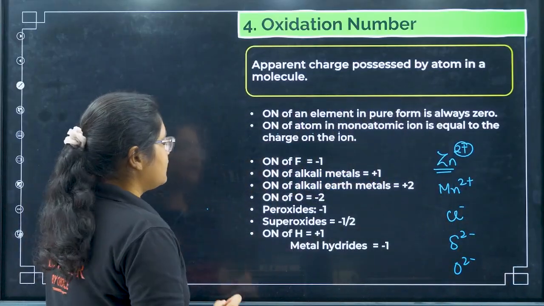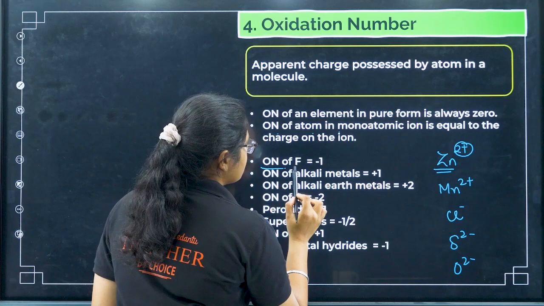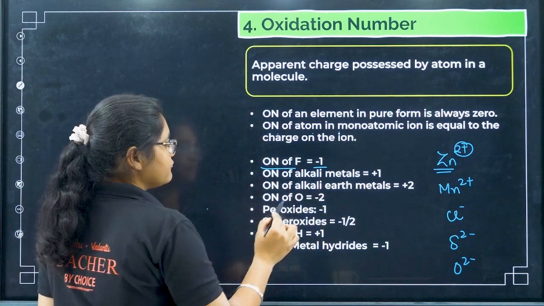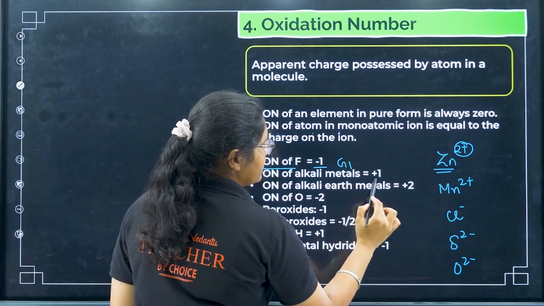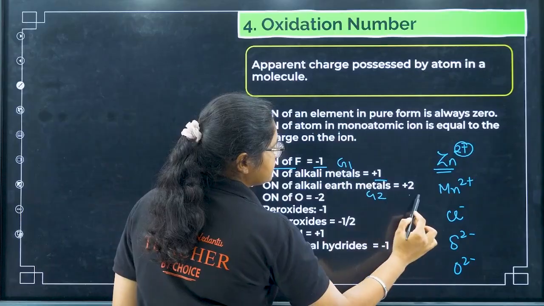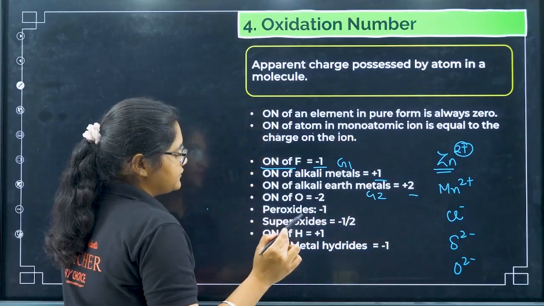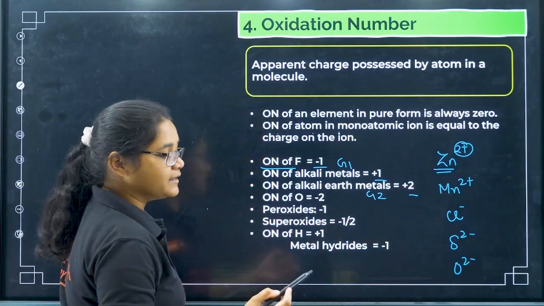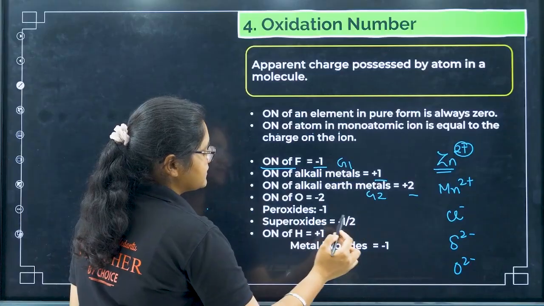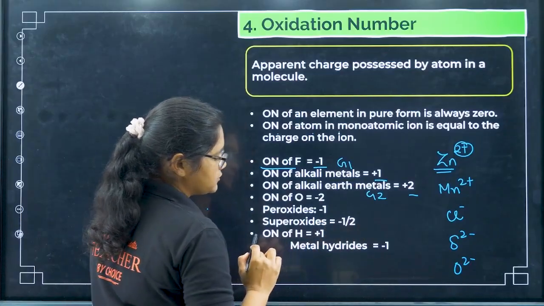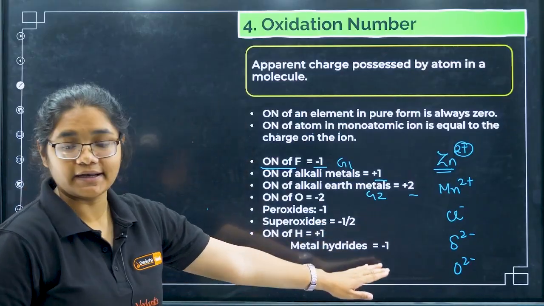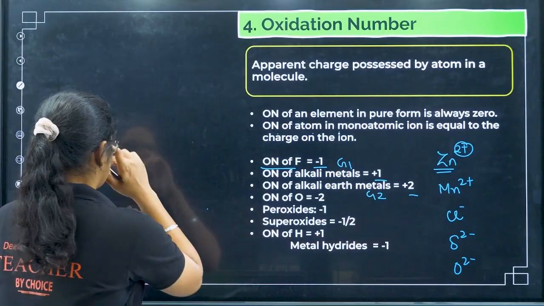Okay. Now here we have certain elements. Oxidation number of fluorine is generally -1. For alkali metals, that means group 1, it is +1, for group 2 it is +2, for oxygen it is -2, in case of peroxides it is -1, superoxides -1/2, and for H it is +1, and for metal hydrides it is -1. Now let me take you an example.